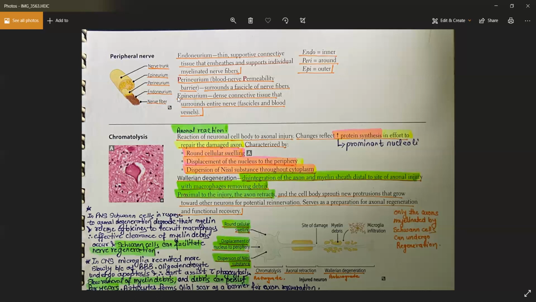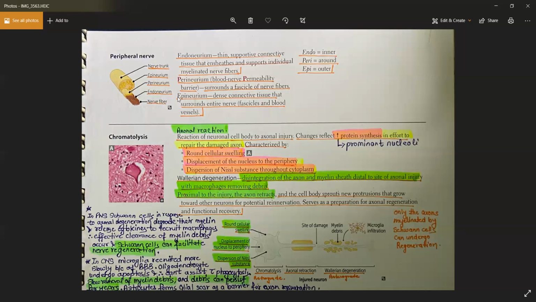In case of polymyositis, you get inflammation of what part? Polymyositis, remember? In the last class, we discussed that. Endomysium, right? And in perimysitis, in which part will you get inflammation? Perimysium.